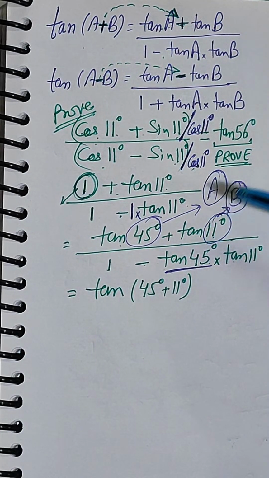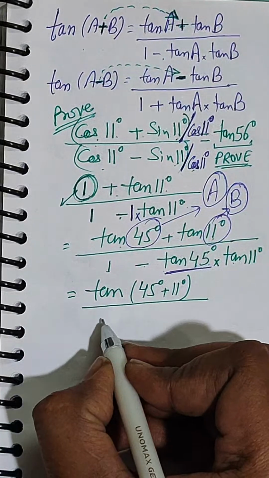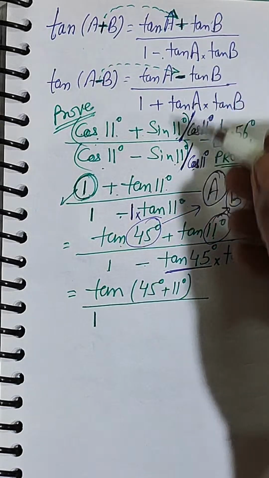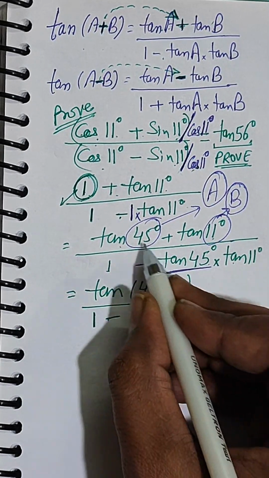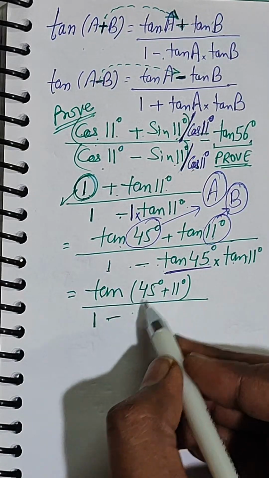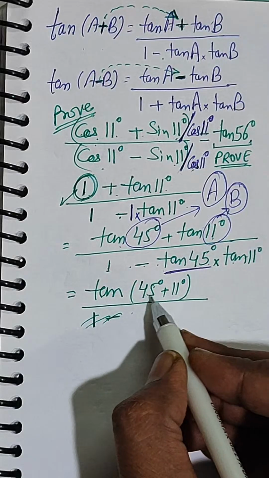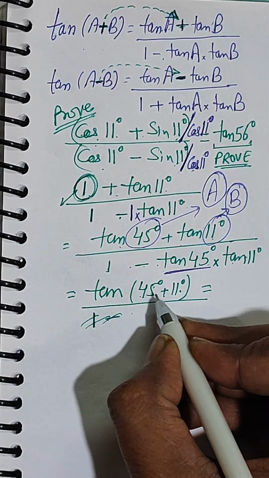When you solve more such questions, you will be able to clearly apply these formulas in solving them. So it will be tan A plus tan B divided by 1 minus tan A tan B, which can be written as tan of 45 degree plus 11. So this is equal to, 45 plus 11 is nothing but what?